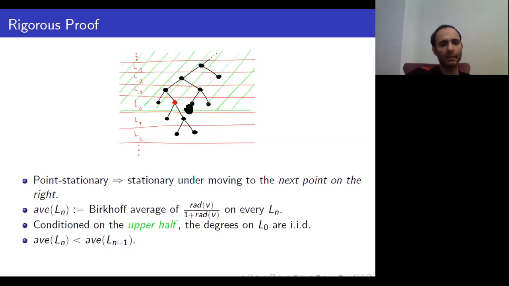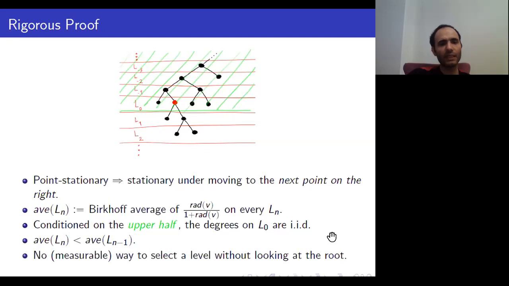The problem is that in each layer there are some vertices without children, so their radii might affect the average and make it difficult to compare two layers. This can be done by noting that conditioned on the upper half of the graph, the points in the lowest layer have either 0 or 2 children in an IID manner. So using this IID, we can indeed prove this inequality, and this distinguishes between the layers, which is impossible.